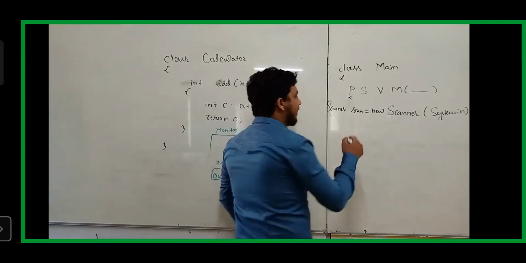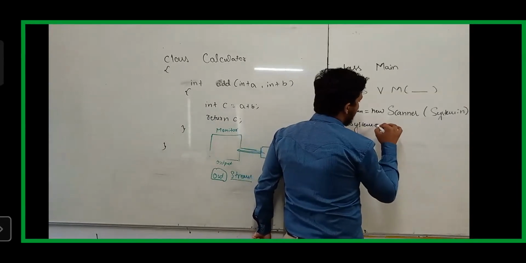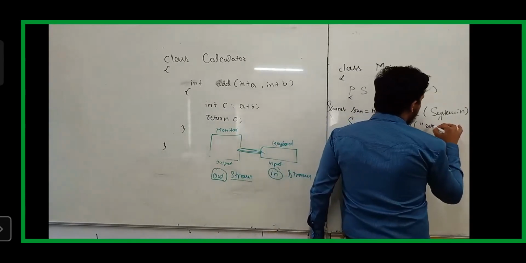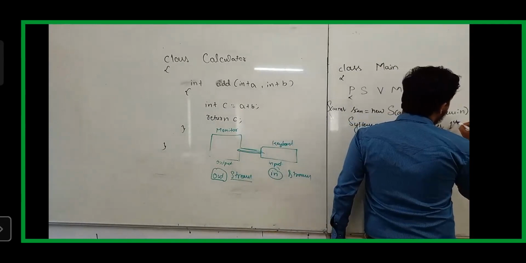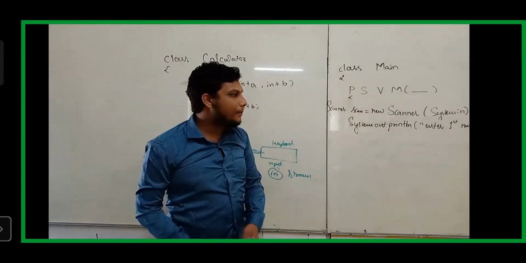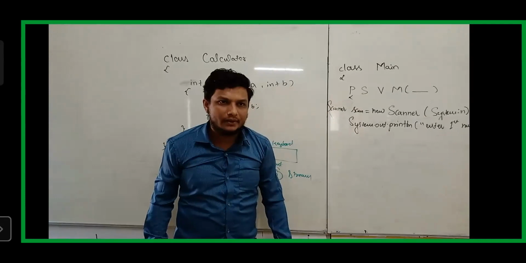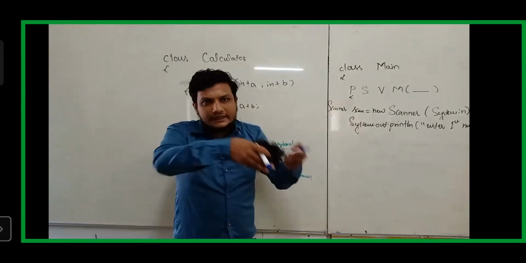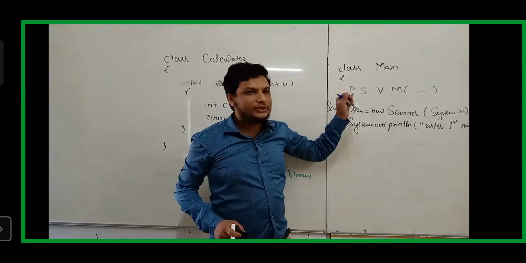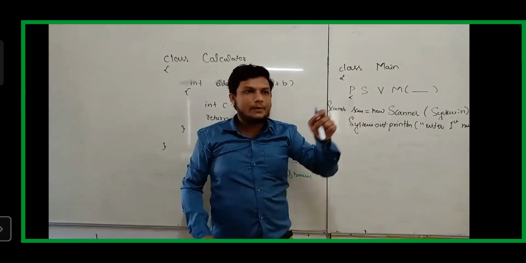Now I give one message to the user and tell System.out.println and write "enter first number". Then you tell me, guys, what will happen if I write anything inside double quotes in System.out.println? It will be printed exactly like that only. Then when you run the program, the object of a scanner will be created, this line will be printed. Means one message is given: please enter the first number.